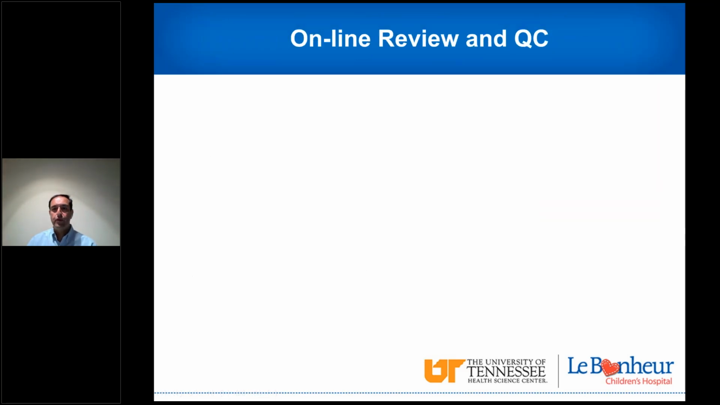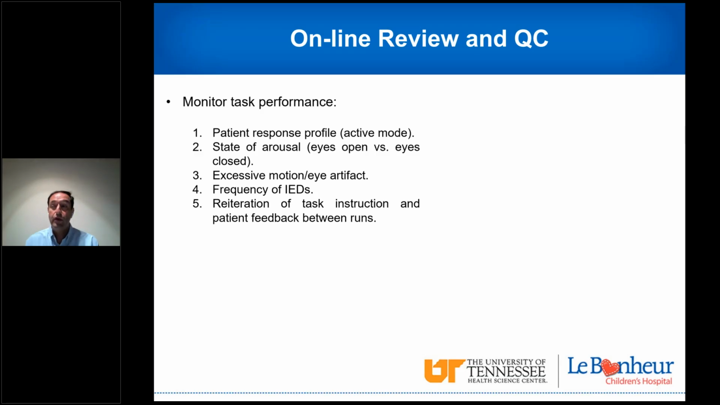So online review and quality control. Obviously, what you can control is surveying task performance. So look at the patient's response profile. If they're doing it actively, meaning that they're responding to the target words using a finger press, a finger lift, or a button press, you want to make sure that this is occurring only in cases where they're supposed to respond. Otherwise, you risk having frivolous responses, not necessarily because of contaminating the cognitive component of the data, but you're introducing unnecessary motor artifact that's going to be time locked to every stimulus.